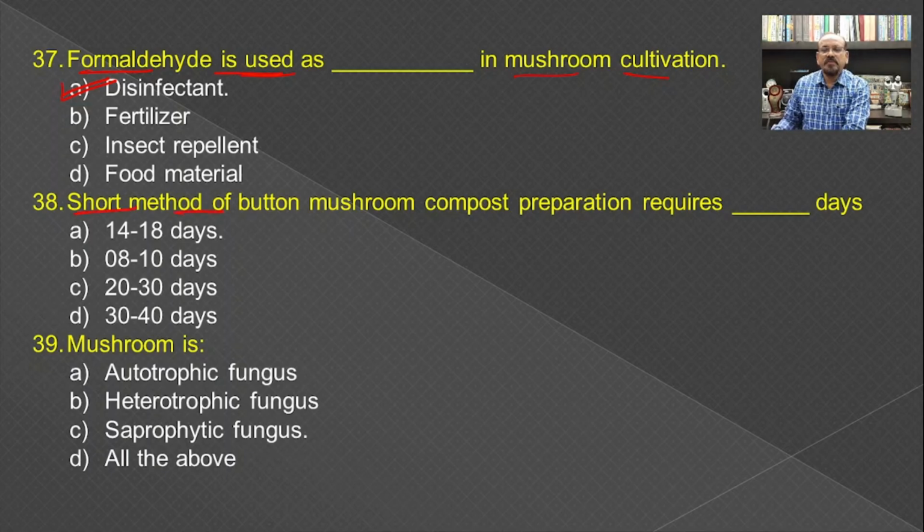Then short method of button mushroom compost preparation requires: in the compost preparation during mushroom cultivation, there are two methods, the short method and the long method. In the short method, there is need of 14 to 18 days for the compost preparation. Then mushroom is, as I told you earlier, a saprophytic fungus, and hence C will be the correct answer for this question.